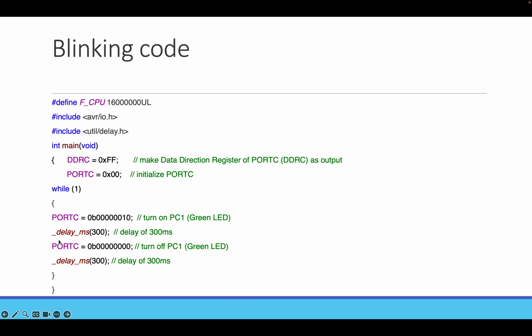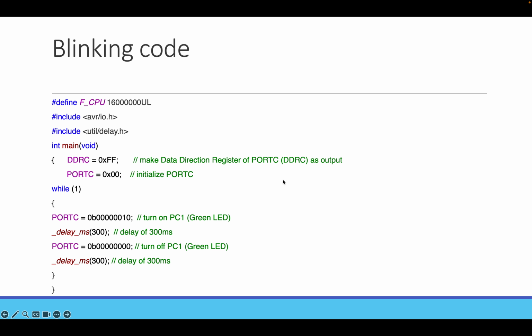Then we put a delay function, which is called delay_ms. ms means millisecond, so we will put 300 milliseconds for the LED to be turned on. And then in this line we turn off PC1, which is the LED, so we put a 0, and then we put a delay. All this body we put in a while(1) loop, which means that this body will be repeated forever.